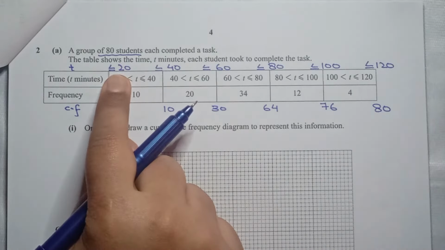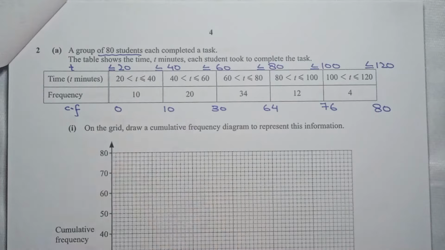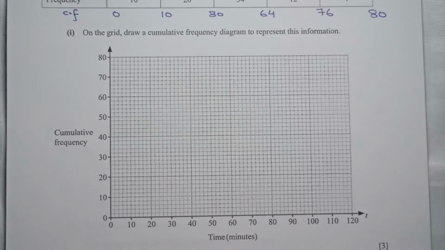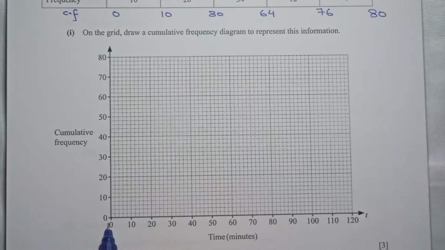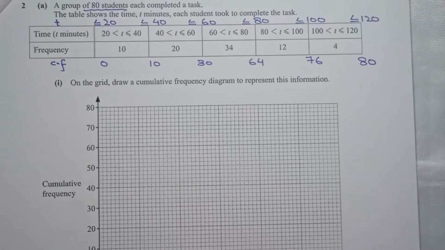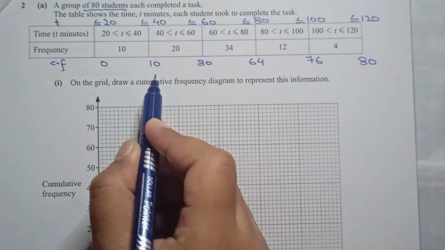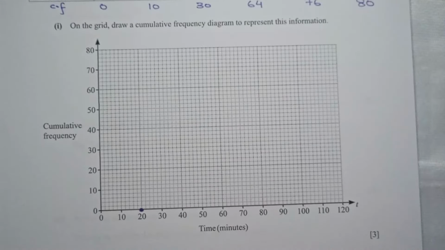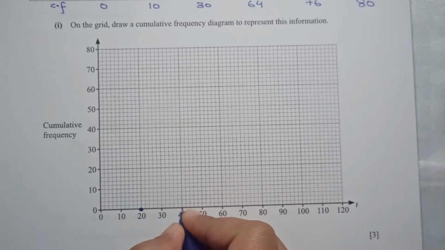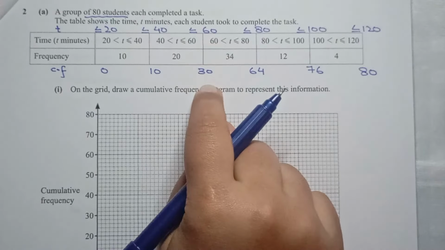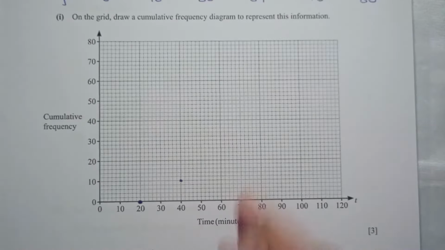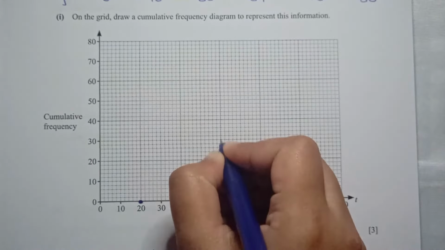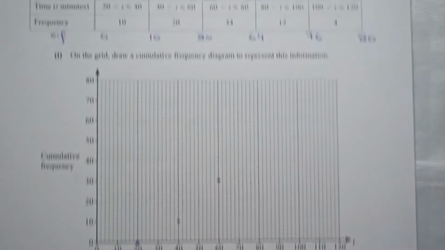So when the time is 20, the cumulative frequency would be 0. So let me plot the first point. When the time is 20, the time is 20 over here and the cumulative frequency is 0. So this would be the first point, right? Now for the second point, when the time is 40, the cumulative frequency is 10. So 40 and 10. Yes. For 60, it would be 30. 60 and 30, right?